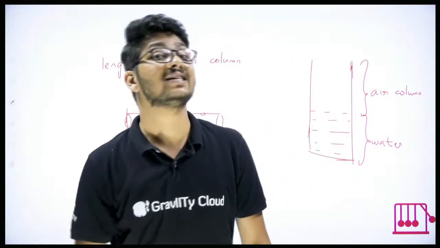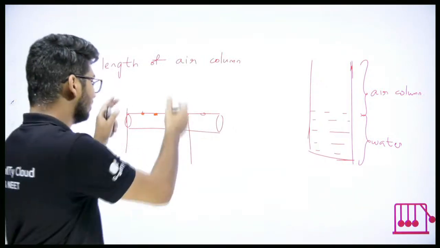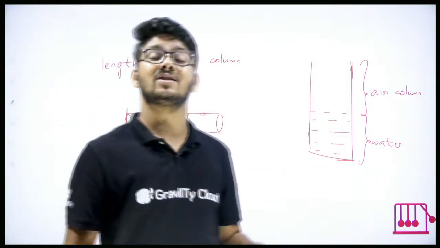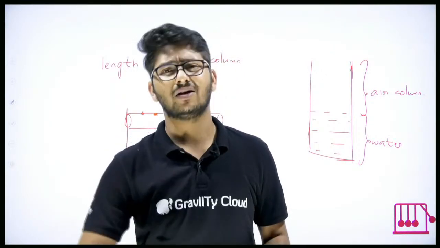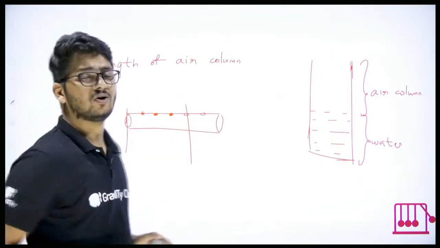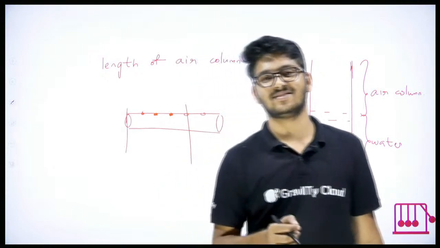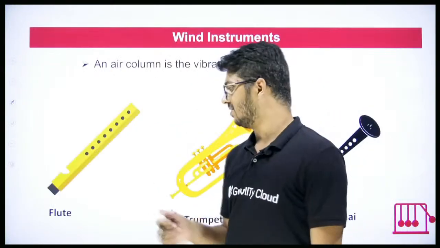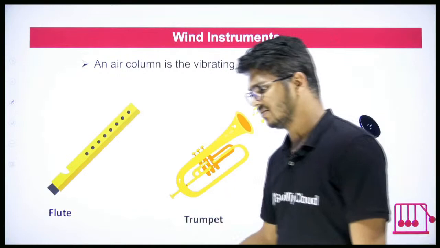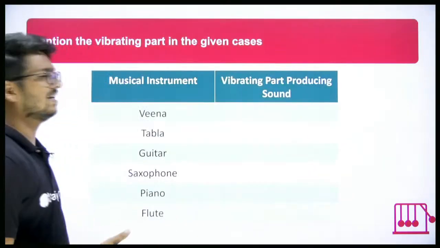Why is that important? That is the length of the air that vibrates. This is what vibrates. That is the reason why its length is important. And how does it change the sound? Not required, but just understand this, that if length of air column changes, the sound produced will change. Got it? So flute, trumpet and many others, wind instruments, they work on air. Air as the vibrating part. Good? Okay. So there are three types of instruments.